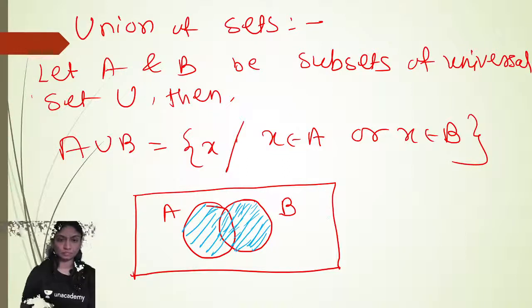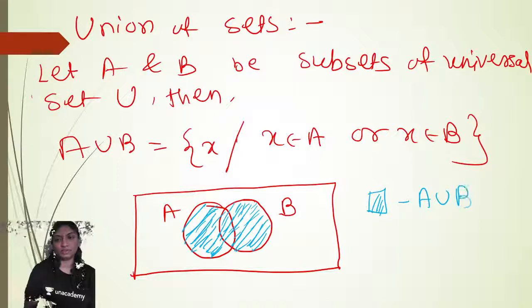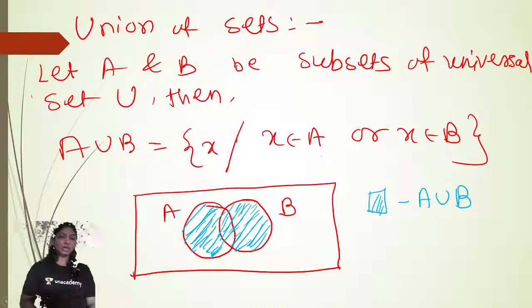Now here, this is your total A union B. The shaded portion denotes A union B. So we define A union B as this.